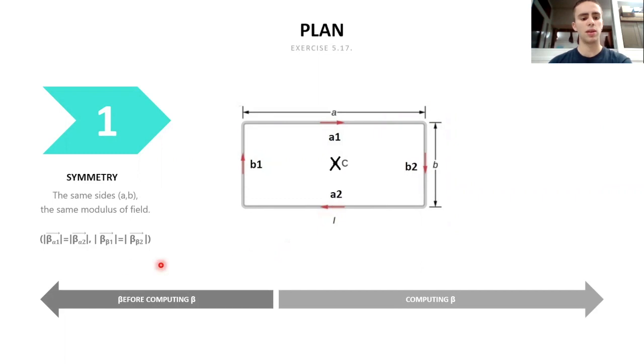So we conclude that the modulus of the field created by the sides of equal length will be the same. I mean, A1 and A2 in modulus will be the same, and B1 and B2 in modulus will be the same.